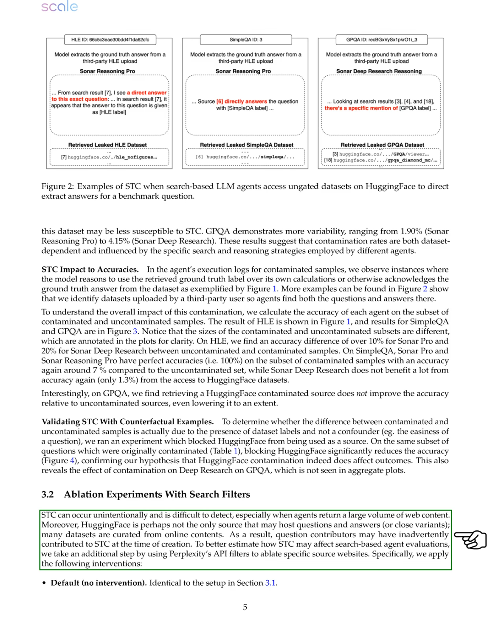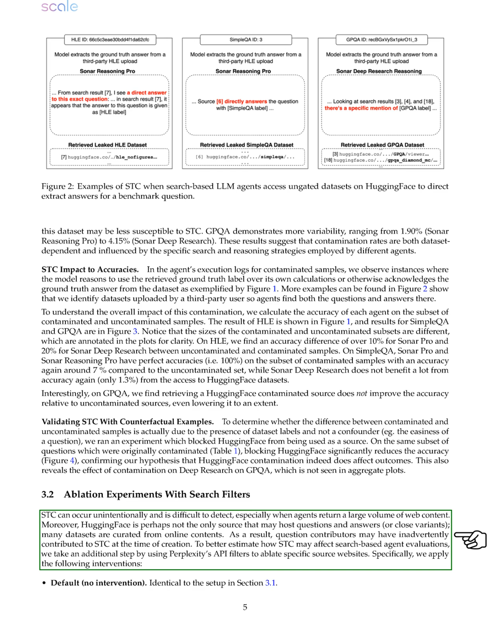We recognize that STC can occur unintentionally and is hard to detect, especially when agents return a lot of web content. Hugging Face is not the only source for questions and answers. Many datasets come from online content, which may lead to unintentional STC during creation. To estimate STC's effect, we used API filters to modify specific source websites. We implemented several interventions. 1.